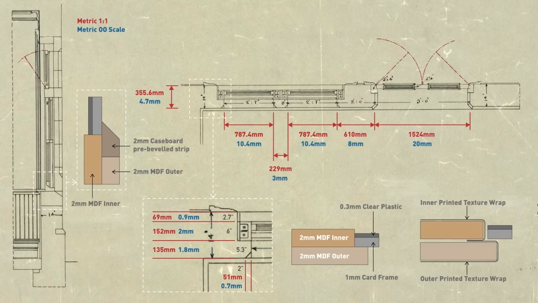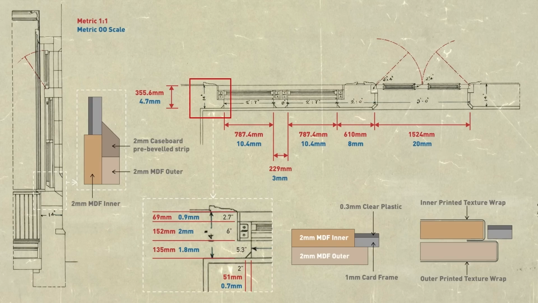So in scale terms, the thickness of the wall is 4.7 millimeters, so they are very thick walls. It's just shy of a 5 millimeter thick wall. In some sense I could just use 5 millimeter MDF and that would be kind of close, but I'm not going to do that because I need to work out a way to incorporate the window frames, the window sashes.